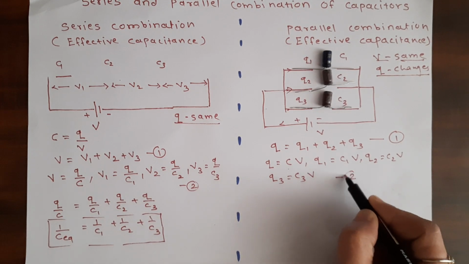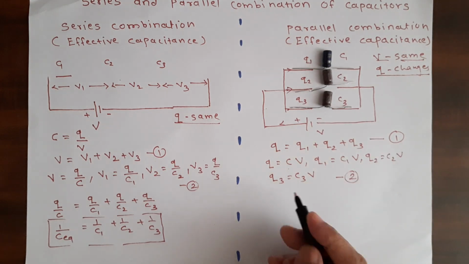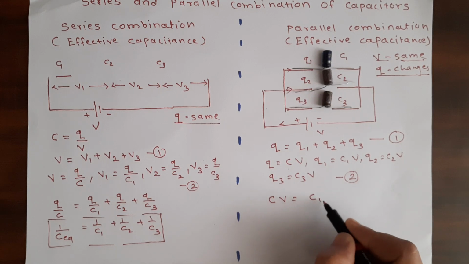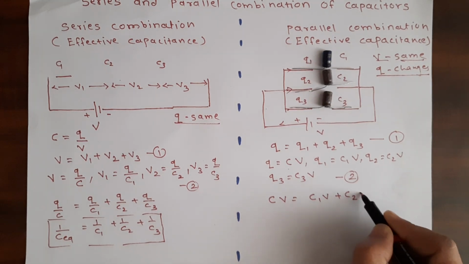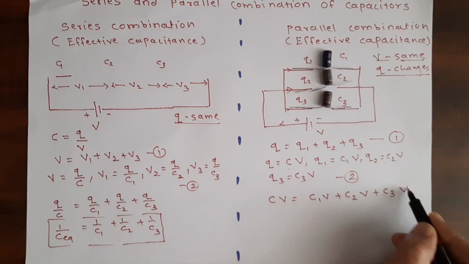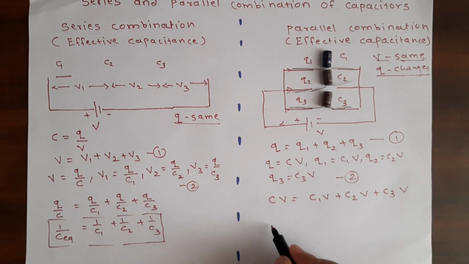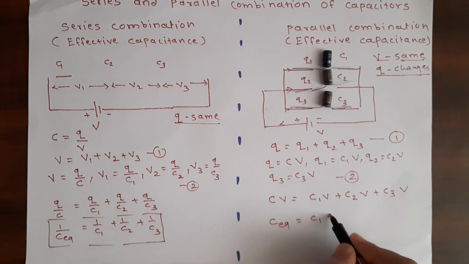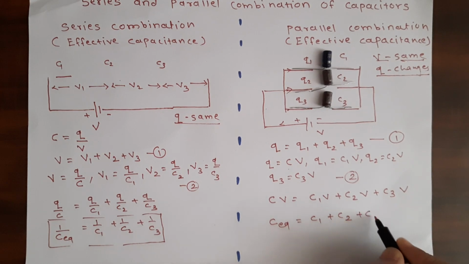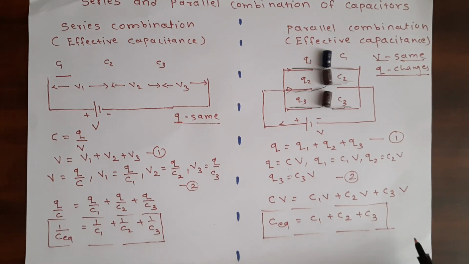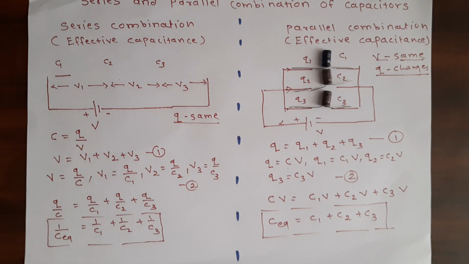By putting these values from equation 2 in 1, we get CV equals C1V plus C2V plus C3V. V is common on both sides, so we can cancel it and we get the equivalent capacitance equal to C1 plus C2 plus C3. So the equivalent capacitance for the parallel combination is the addition of all the capacitors in the circuit.